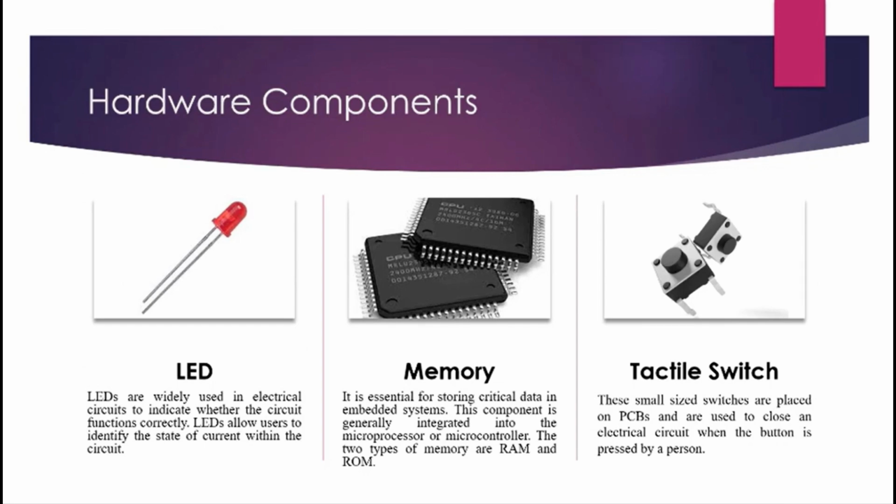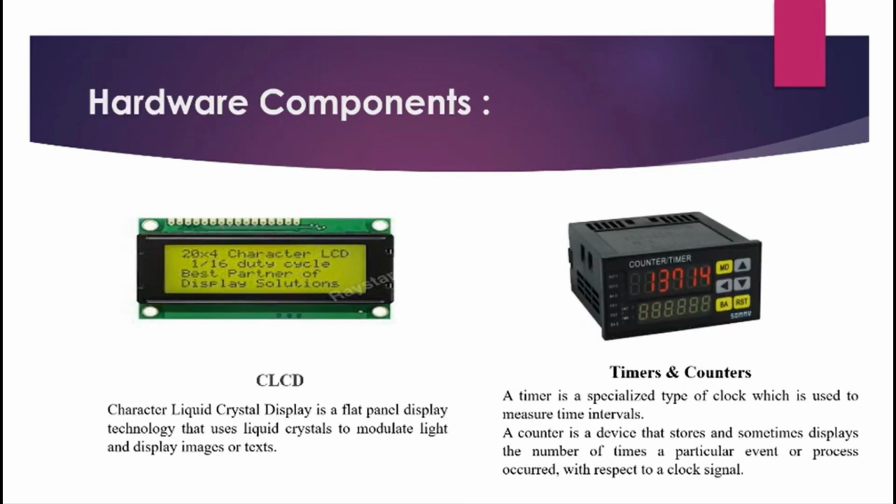Coming to the memory, it is essential for storing critical data, and in an embedded system, this component is generally integrated into the microprocessor or microcontroller. The two types of memory are RAM and ROM. Then the tactile switch. These small-size switches are placed on PCBs and are used to control the electric circuit by pressing by a person. LCD, which is a character liquid crystal display, is a flat panel display technology that uses liquid crystal to modulate light and display images or text.